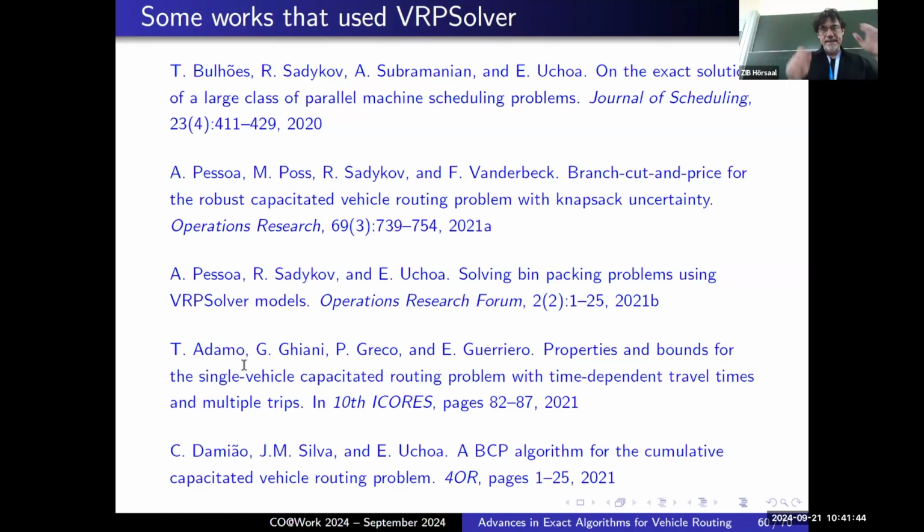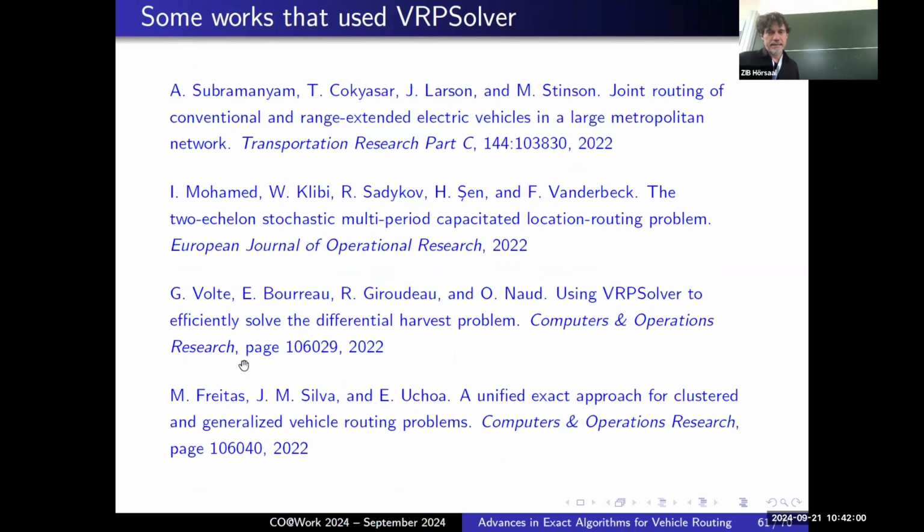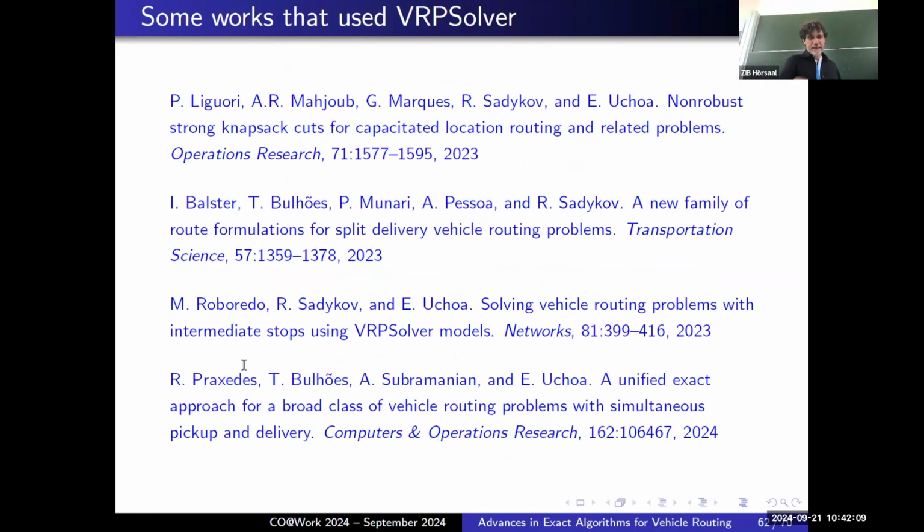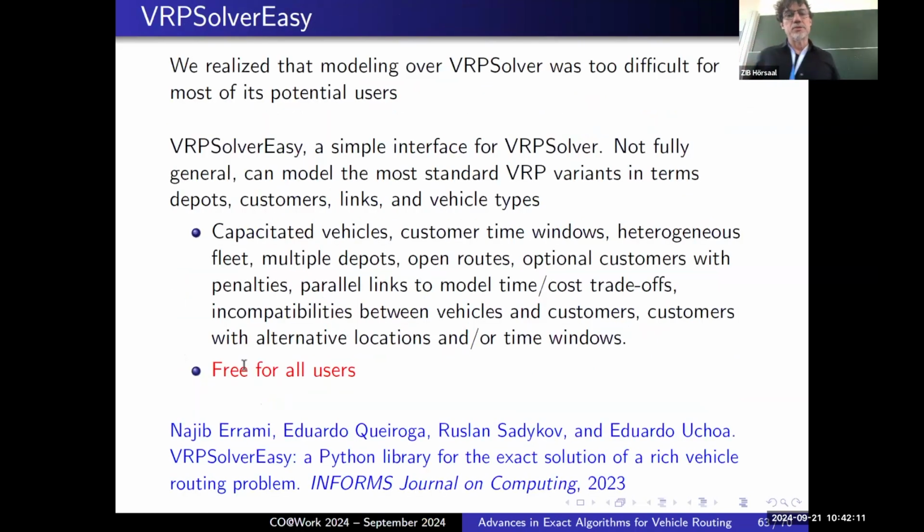But for many of those problems, there are tricks, like the trick that I just showed for showing the cart. So the trick, how to represent a knapsack constraint as a shortest path, okay? So many of these works here, they use very sophisticated models on top of VRPSolver. But we realized too that modeling over VRPSolver was too difficult for many users, especially practitioners that are not even acquainted with MIP.